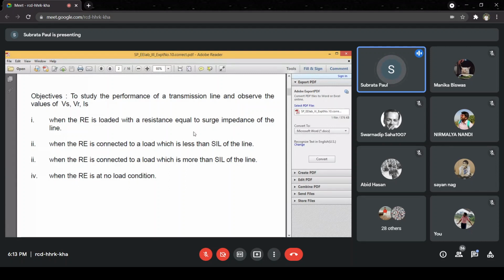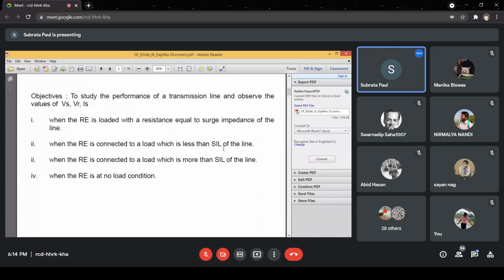Then interestingly, at SIL condition of a line, along its length, the line will have a flat voltage profile. That is, at every point, starting from the sending end up to the receiving end, the voltage magnitude will be the same, a flat voltage profile. This happens when the line is loaded with its SIL, right?